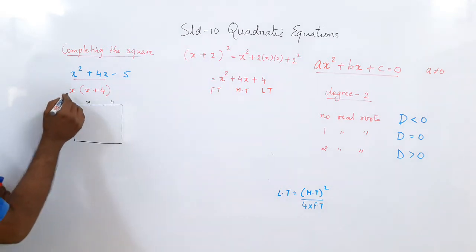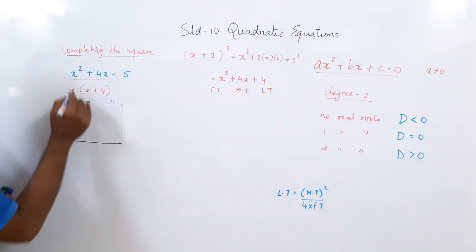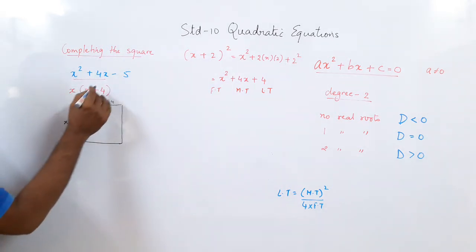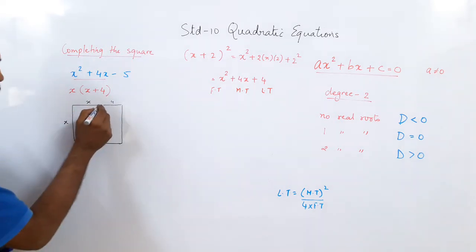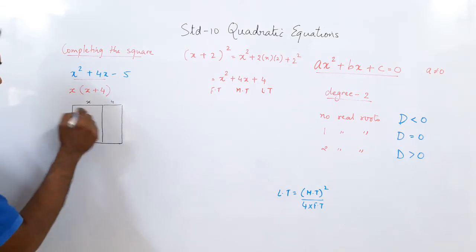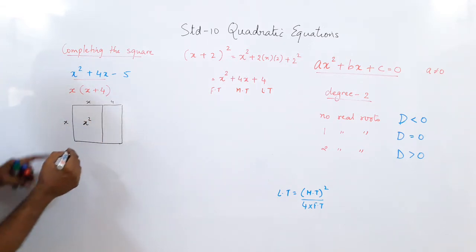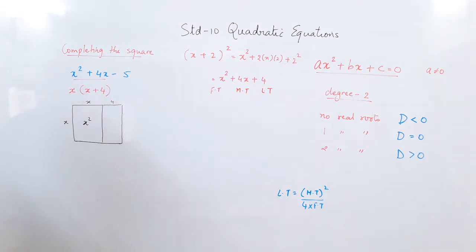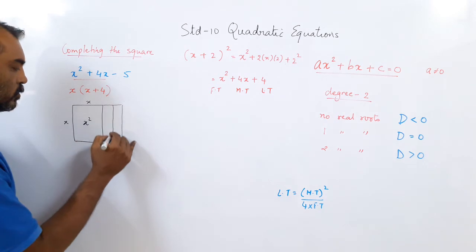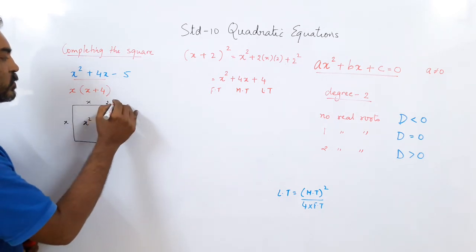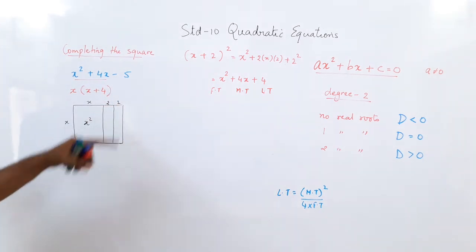So I have got x as the breadth. What I did here, x square plus 4x, I got x into bracket x plus 4: the breadth is x, the length is x plus 4. So when I cross it here, this becomes a square, x square. And this is x plus 4. Okay? Now this 4 can be broken into two parts, 2 and 2. So this has become x plus 2, this has become 2 and 2.